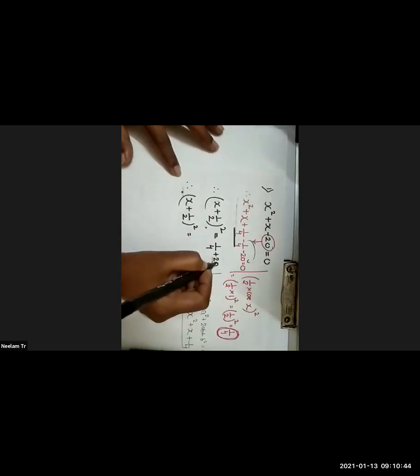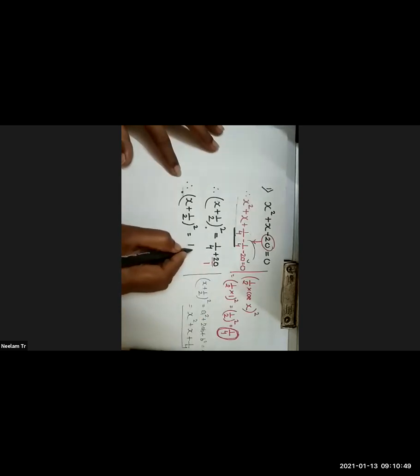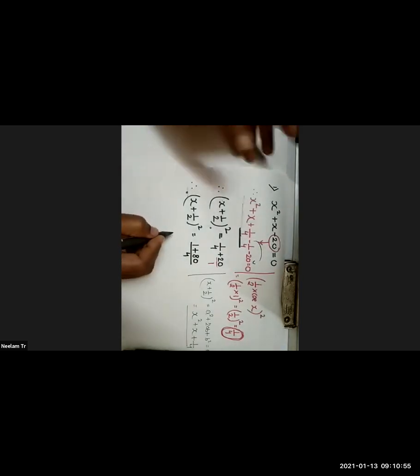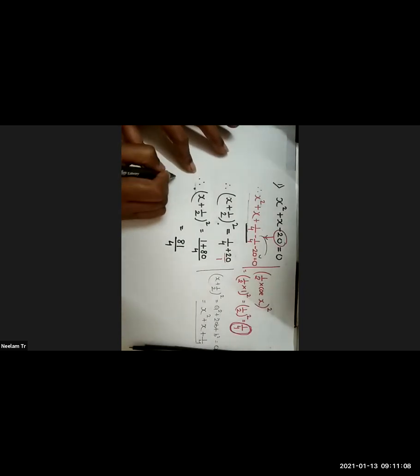4 into 20 is 80. 1 plus 80 divided by 4. 1 plus 80, that is 81, divided by 4. Okay. Now your next step, taking square root.